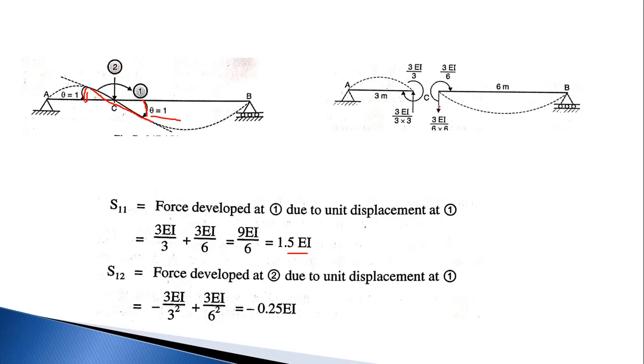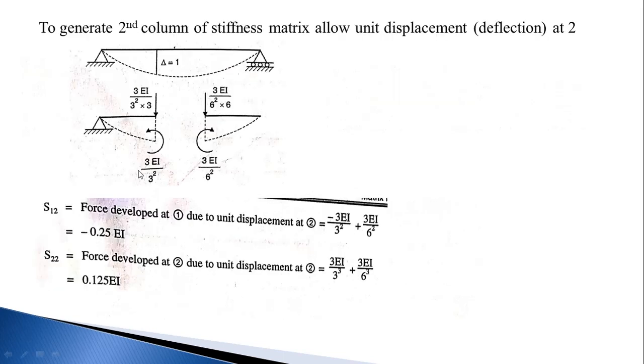So if the force is going downward, we consider it positive, and force going upward, we consider it negative. So it becomes minus 3 EI upon 3 square plus 3 EI upon 6 square. So the value of this S12 is minus 0.25 EI. So this is the first column of the stiffness matrix.